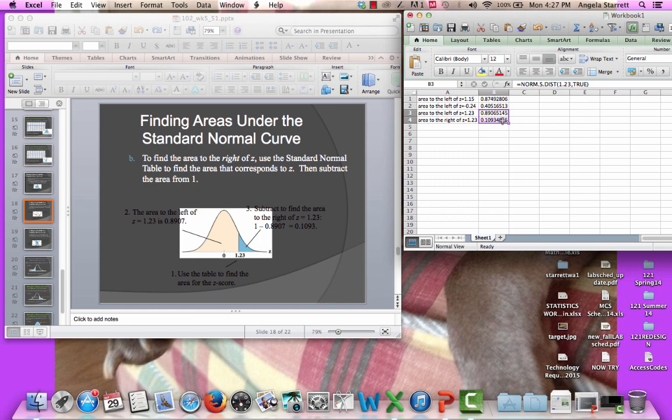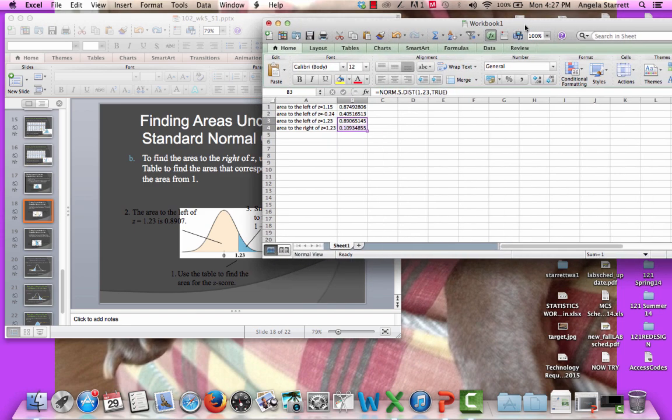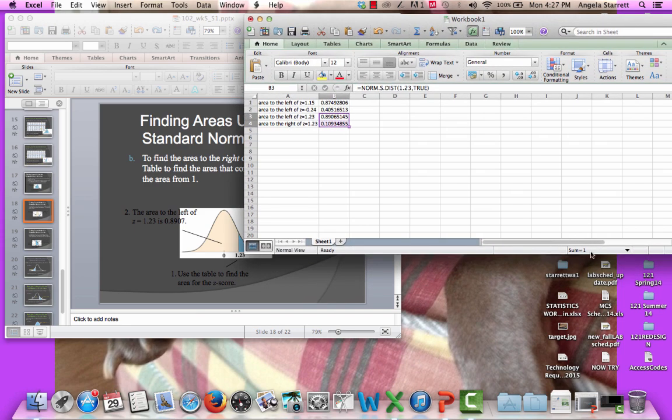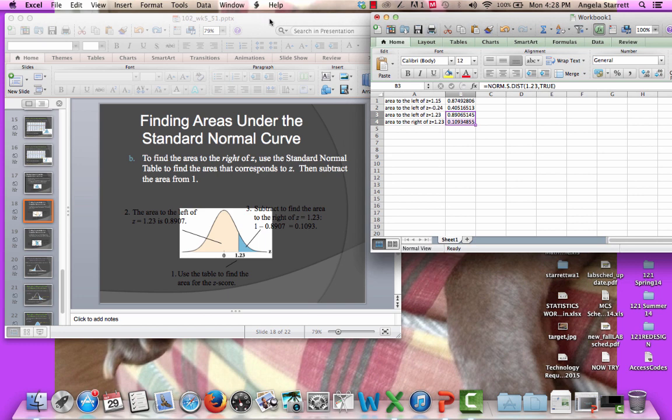Notice if I highlight both of these, you can see from down here that I'm summing to 1. That's the total area. If I add the area to the left of 1.23 to the area to the right of 1.23, then of course I'm going to get 1 because I know the area under the normal curve is 1. Okay? All right, so again, just so you remember, this is going to be 1 minus norm.s.dist. Okay?